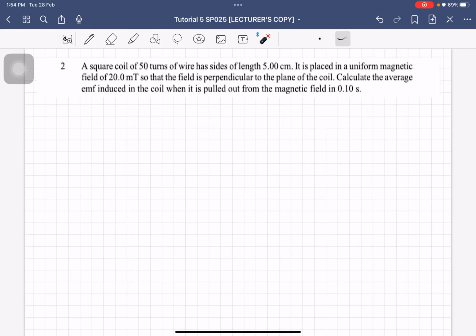Question number 2. We have a square coil of 50 turns, so this is N, with sides of length 5 centimeters. That would basically give us the area later, if we need it.